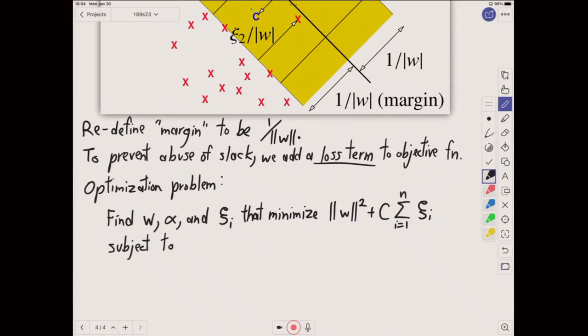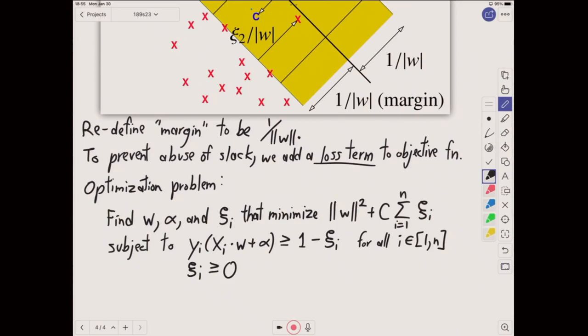And this is subject to the following constraints. There are the constraints that we hope that most of our points are classified correctly and outside the slab. But because of the slack variables, we do allow some points to be classified wrongly, which is good, because if your points are not linearly separable, you need that. And there's one of these constraints for each sample point. And then we also require that the slack variables, again, are non-negative.